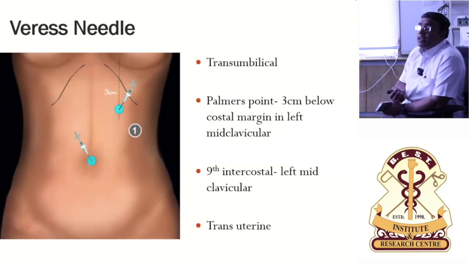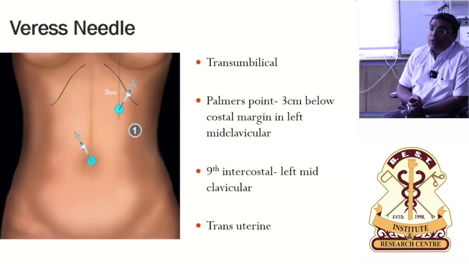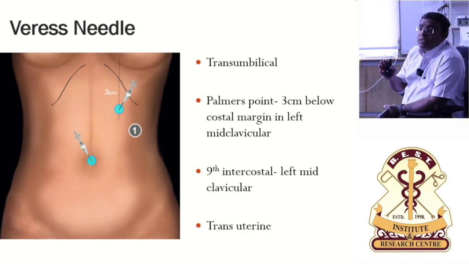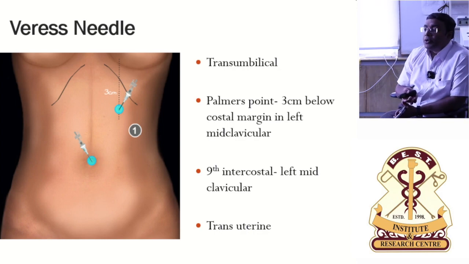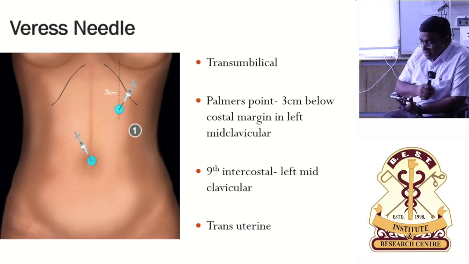Next is when it comes to creation of pneumoperitoneum. So the first step in the surgery is creation of pneumoperitoneum. What is the most commonly preferred point of access? Umbilicus. Why do you choose umbilicus?